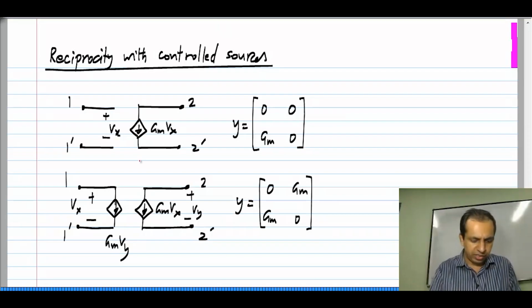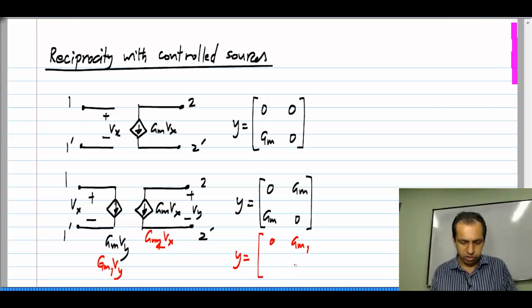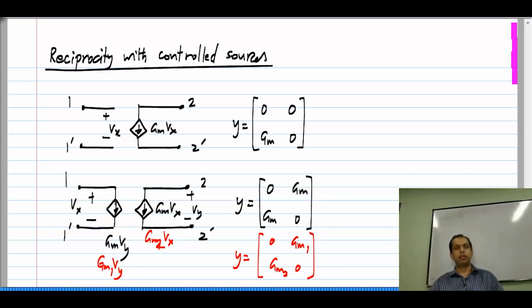In this particular case, let us say instead of GmVy, we had GM1 Vy, and here I had GM2 Vx. Then the Y parameter set would be 0, GM1, GM2 and 0, and in that case we do not have reciprocity. So, if the two control sources have equal coefficients, this particular network is reciprocal, otherwise it is not. So, you cannot make a general statement in case of circuits having control sources.